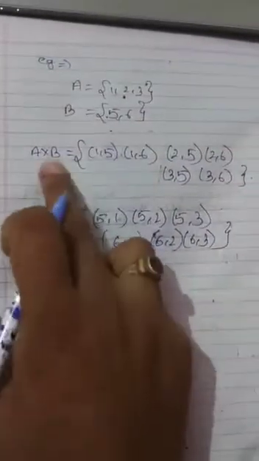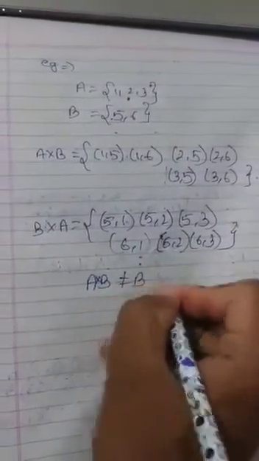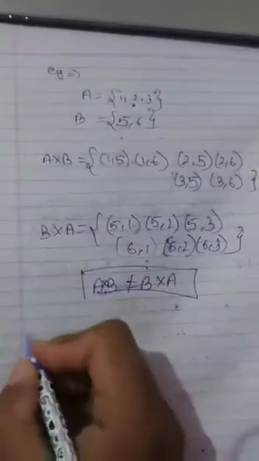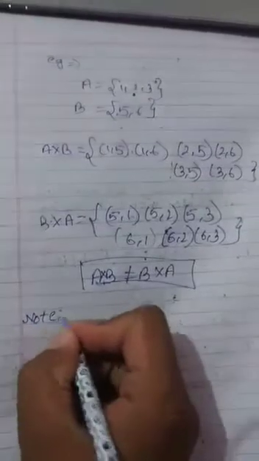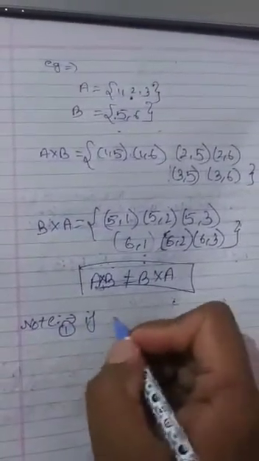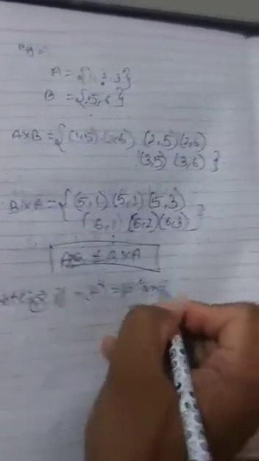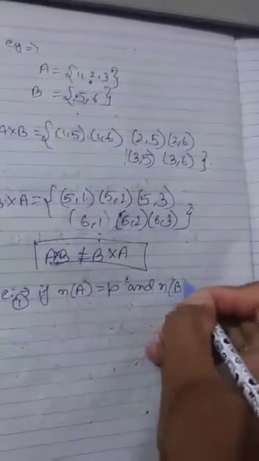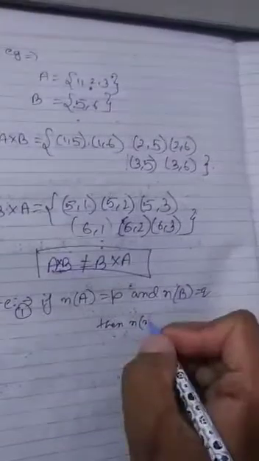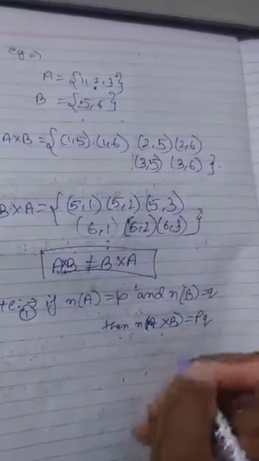Okay, so see here, A cross B and B cross A is totally different. Now note 3 points. First point is, if n(A) is equal to p and n(B) is equal to q, then n(A cross B) is equal to pq.